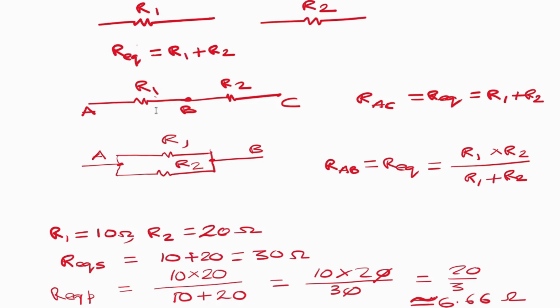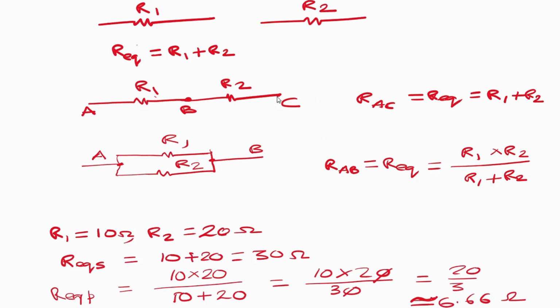The starting point of R1 is A and the ending point of R1 is B. The starting point of R2 is B and the ending point of R2 is C. So what is a series connection actually? The end point of one resistor is connected to the starting point of another resistor and so on. If we connect R3, the end point of R2 is connected to the starting point of R3. In this way, the connection is in serial fashion.